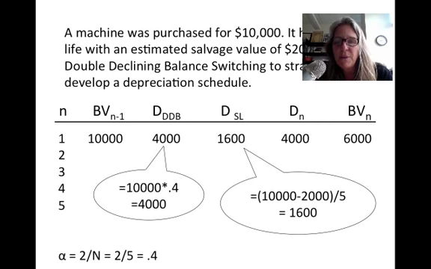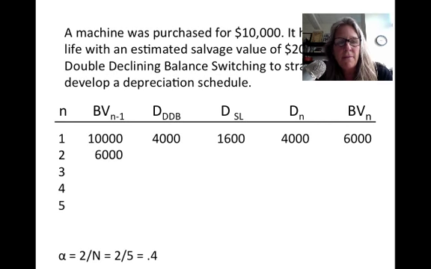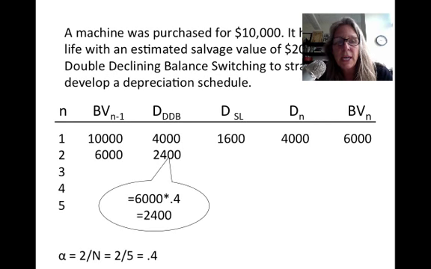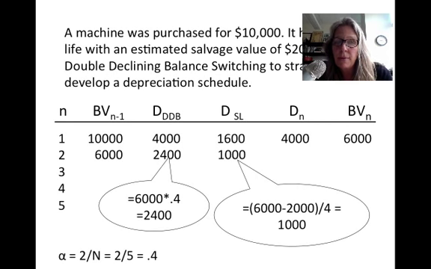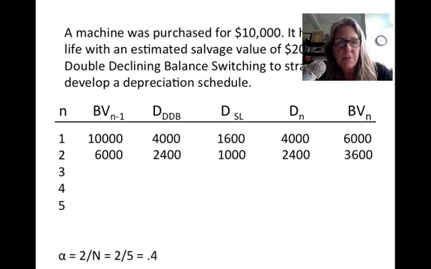calculate the book value after we know the depreciation. Bring that value down, do the calculation again. In this case, we take the 6,000 times 0.4. And for this calculation, we're going to take the remaining book value of 6,000 minus the salvage value over 4 years, because we only have 4 years left. Choose the bigger one, and that gives us a 3,600 book value.